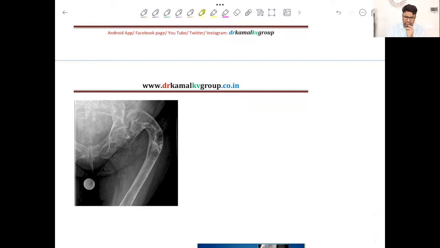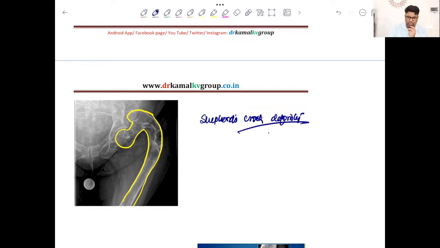Now what you can look in this X-ray, any idea? This is head of femur, this is neck, this is greater trochanter, and then you can see the shaft, something like this. Yes, what is this? Classical X-ray. I think the moment you look at this arrangement of femur, you can say, yes, it is nothing except Shepherd's crook deformity. Very good. So this is the classical Shepherd's crook deformity of the proximal femur.